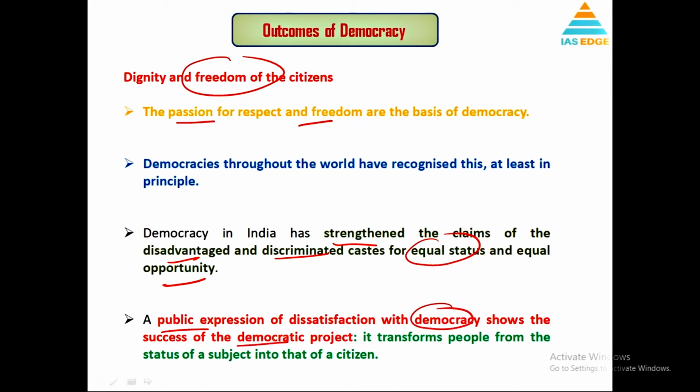Dignity and freedom to the citizens. Give respect and freedom, and at least make sure that the weaker sections, the disadvantaged castes, are given equal status and given opportunity through reservation or through some mechanism. Public expression should be allowed, where in a democracy dissent is very important. You are against the government or you are pro the government, that is completely okay. Being against the government is also important, because everybody cannot be pro government.